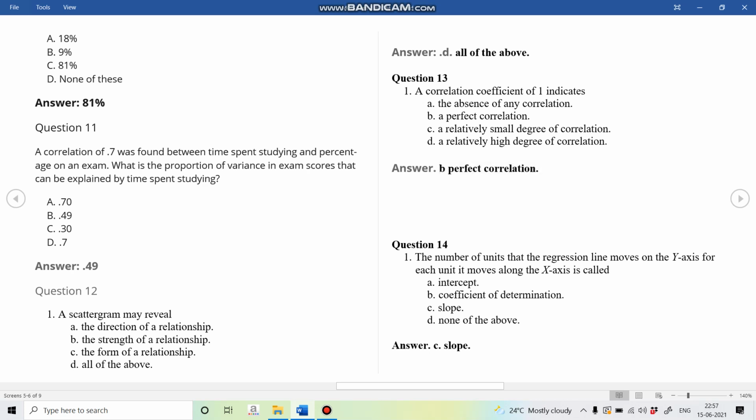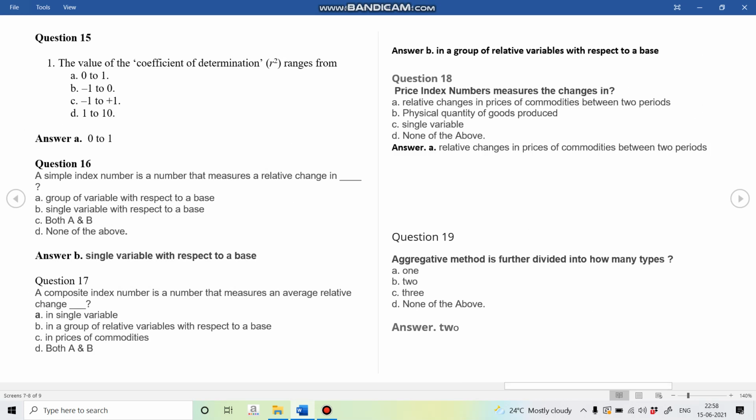Question number 14. The number of units that the regression line moves on the y-axis for each unit it moves along the x-axis is called slope. Okay, answer is C, slope. Question number 15. The value of the coefficient of determination, denoted by r square, ranges from 0 to 1. Question number 16. A simple index number is a number that measures a relative change in a single variable with respect to a base. This is the answer.